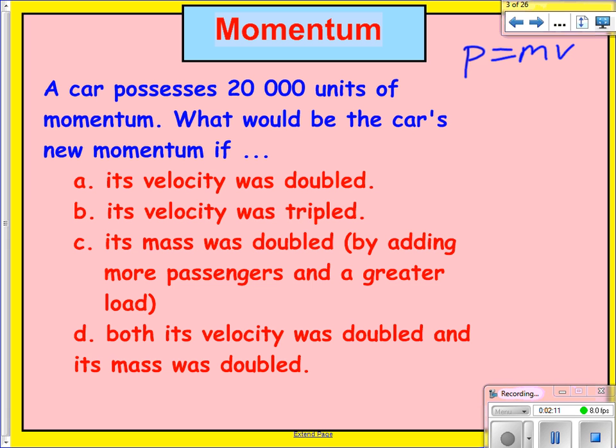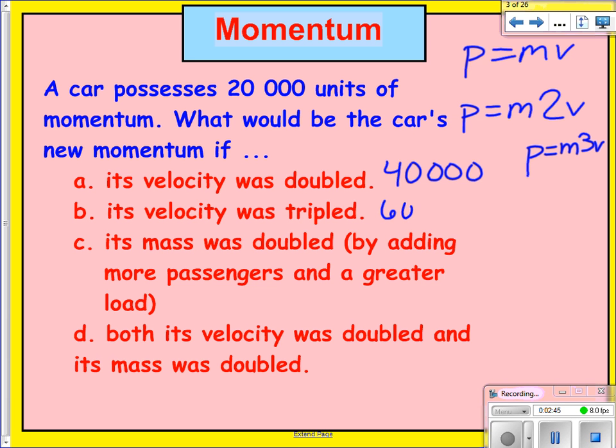Letter A, if its velocity was doubled. In this case, we have momentum equals m times 2v. Since there's a direct relationship between momentum and velocity, if you double the velocity, you will double the momentum. Therefore, the momentum would be 40,000 units. Letter B says, what if its velocity was tripled? Same reasoning applies. Momentum is mass times velocity, and since velocity is tripled, your momentum will also be tripled. So 20,000 tripled ends up being 60,000 units of momentum.